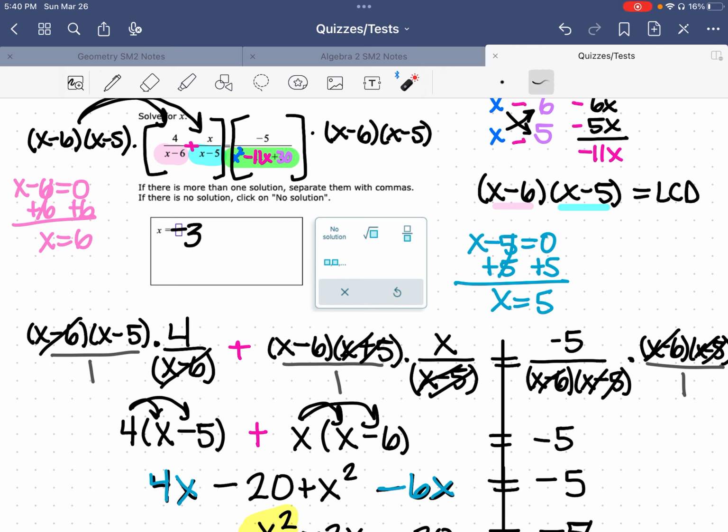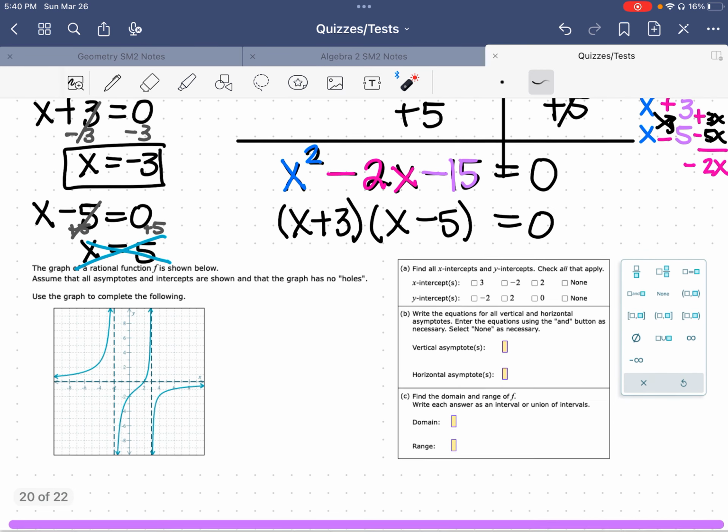Now, could you get more than one answer? Yes. Then you would go ahead and click this tool, or you could simply use your comma and put your other answer. Could you have two extraneous solutions? Yes, you could, and then you would go ahead and click no solution.